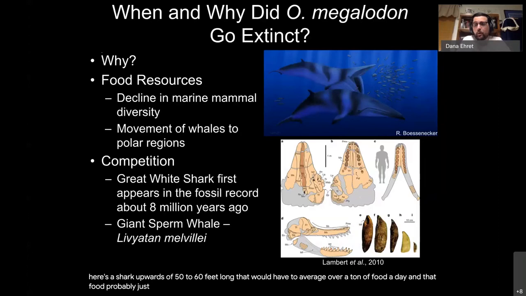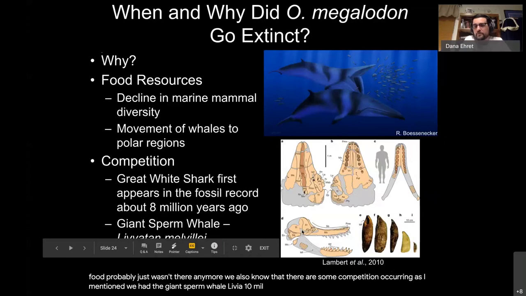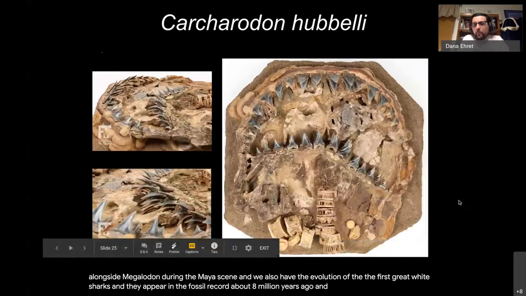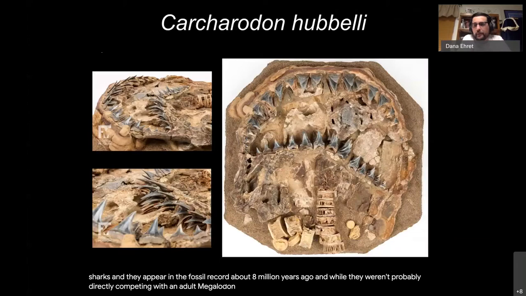We also know that there was some competition occurring. As I mentioned, we had the giant sperm whale, Leviathan melvilli. This was living primarily in the Pacific Ocean alongside Megalodon during the Miocene. And we also have the evolution of the first great white sharks. And they appear in the fossil record about 8 million years ago. And while they weren't probably directly competing with an adult Megalodon, I firmly believe that these early great whites were probably directly competing with juvenile Megalodons.